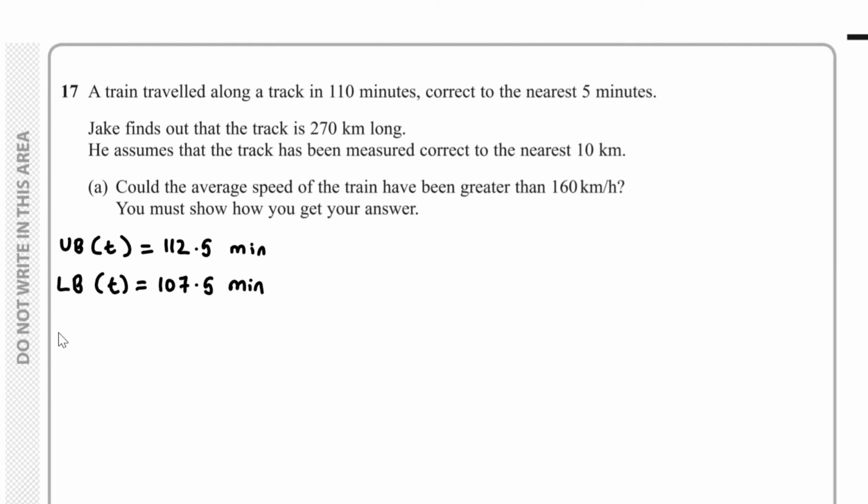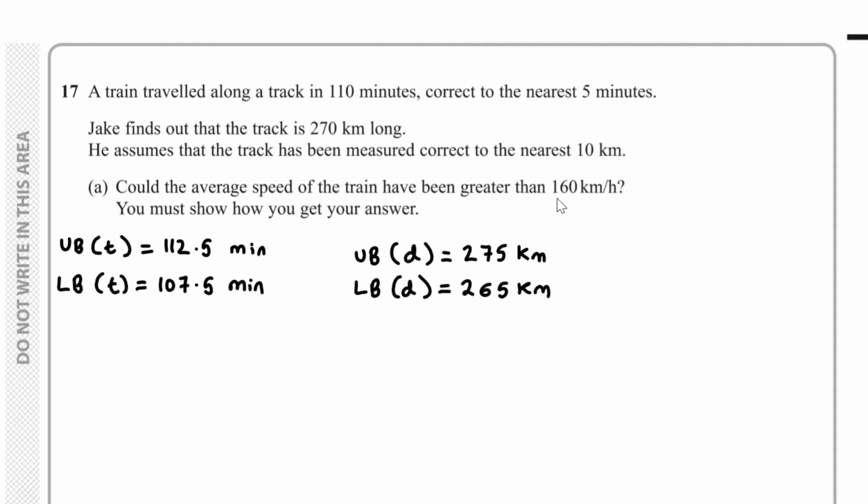We can also do a similar thing with the distance. The upper bound of the distance is equal to, well, if we're measuring to the nearest 10 kilometers, the upper bound here will be 275 kilometers, and the lower bound of the distance, this will equal 265 kilometers.